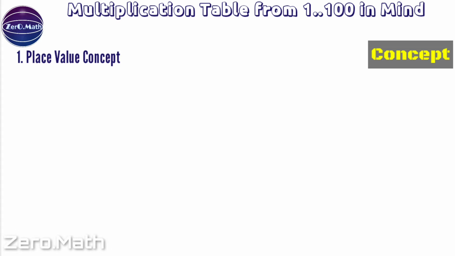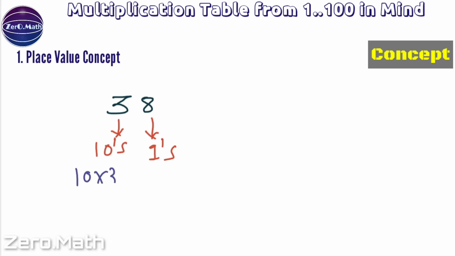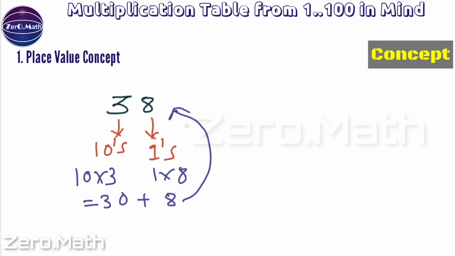So for example, look at this number 38. The number 3 is at the tens place and the number 8 is at the ones place. So the place value of this 3 is 10 times 3, which is equal to 30, and the place value of this 8 is 1 times 8, which is equal to 8. If you add 30 plus 8, you will get 38. That's how this number 38 is formed.